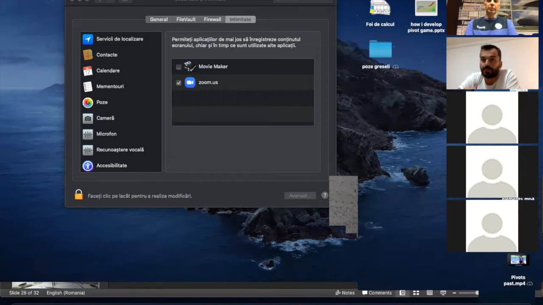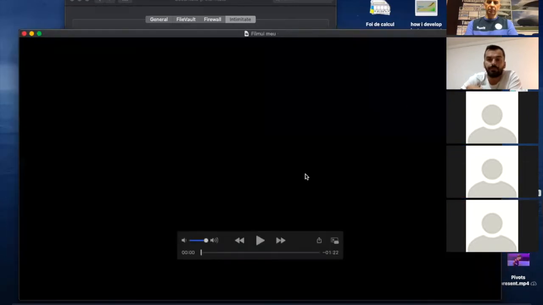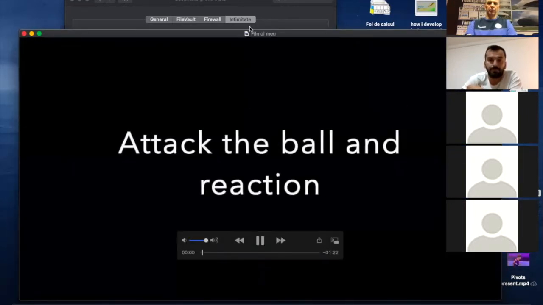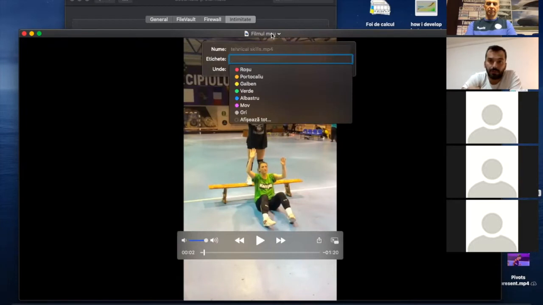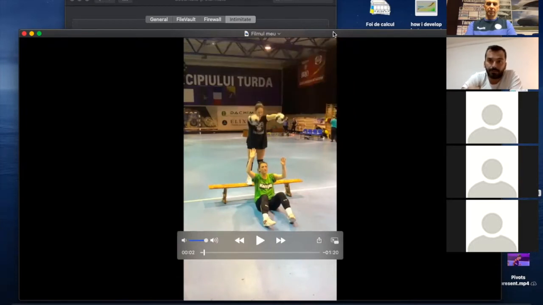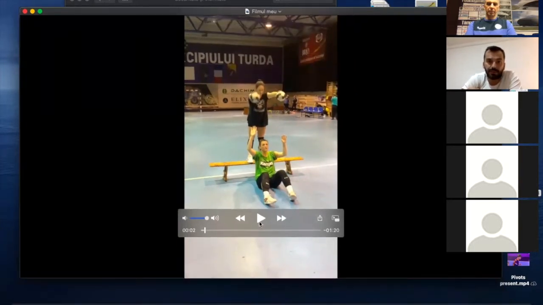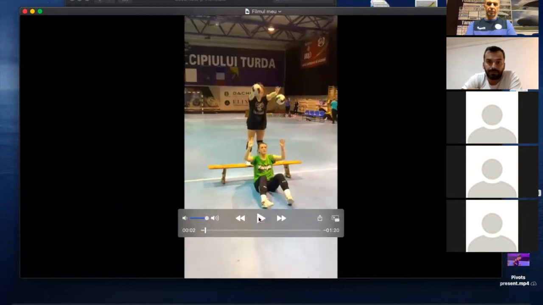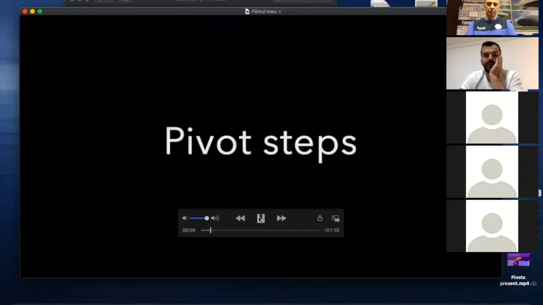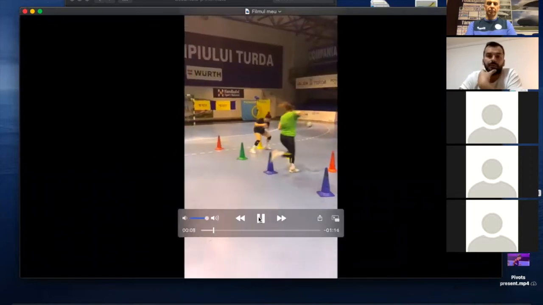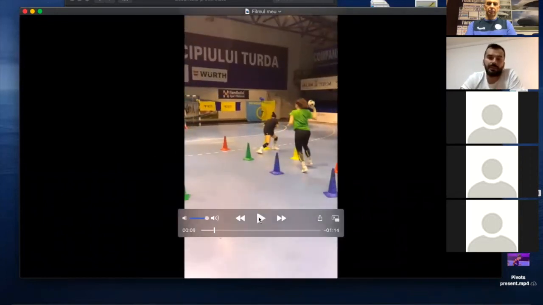Some exercises. Here it's about attacking the ball. Some exercises to attack the ball. And reaction. Some exercises for pivot steps.